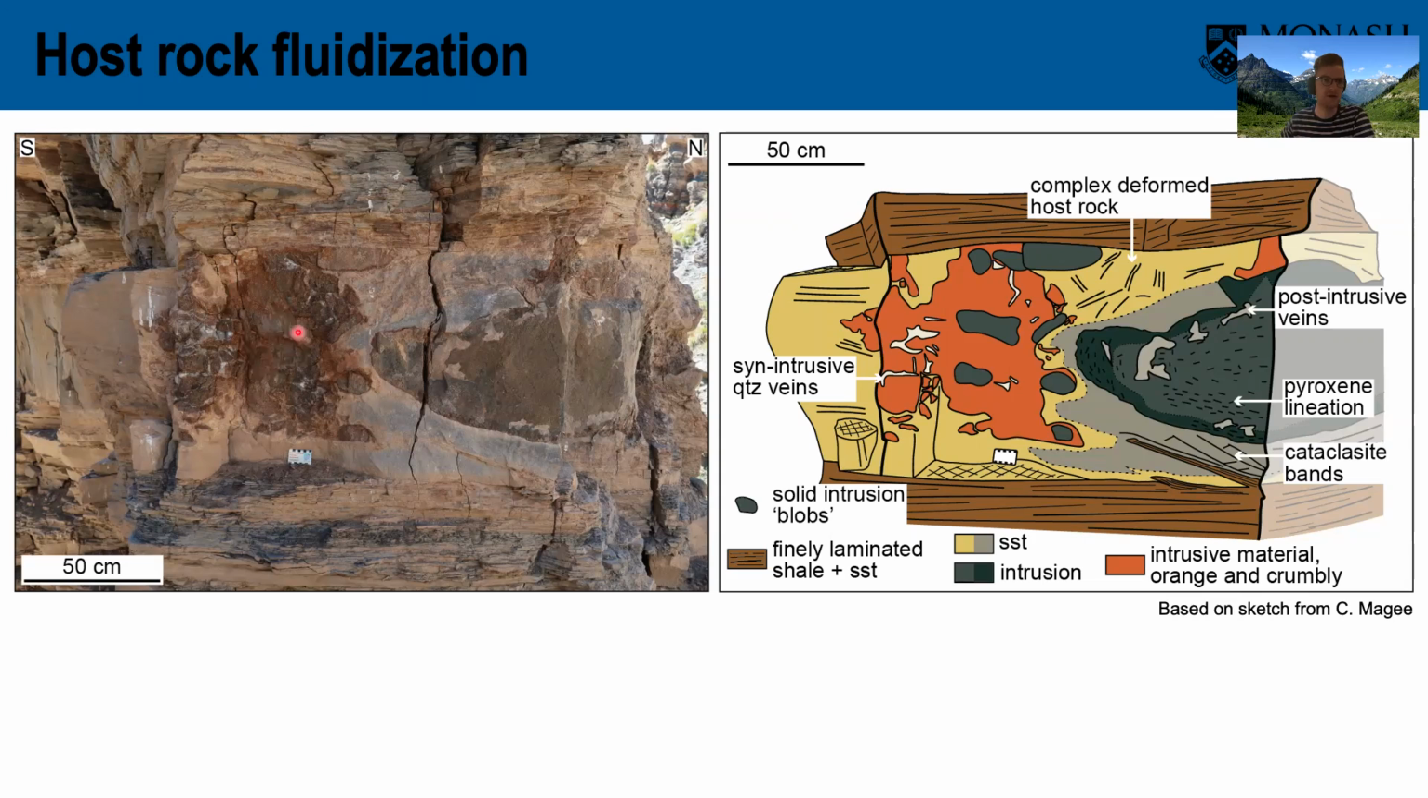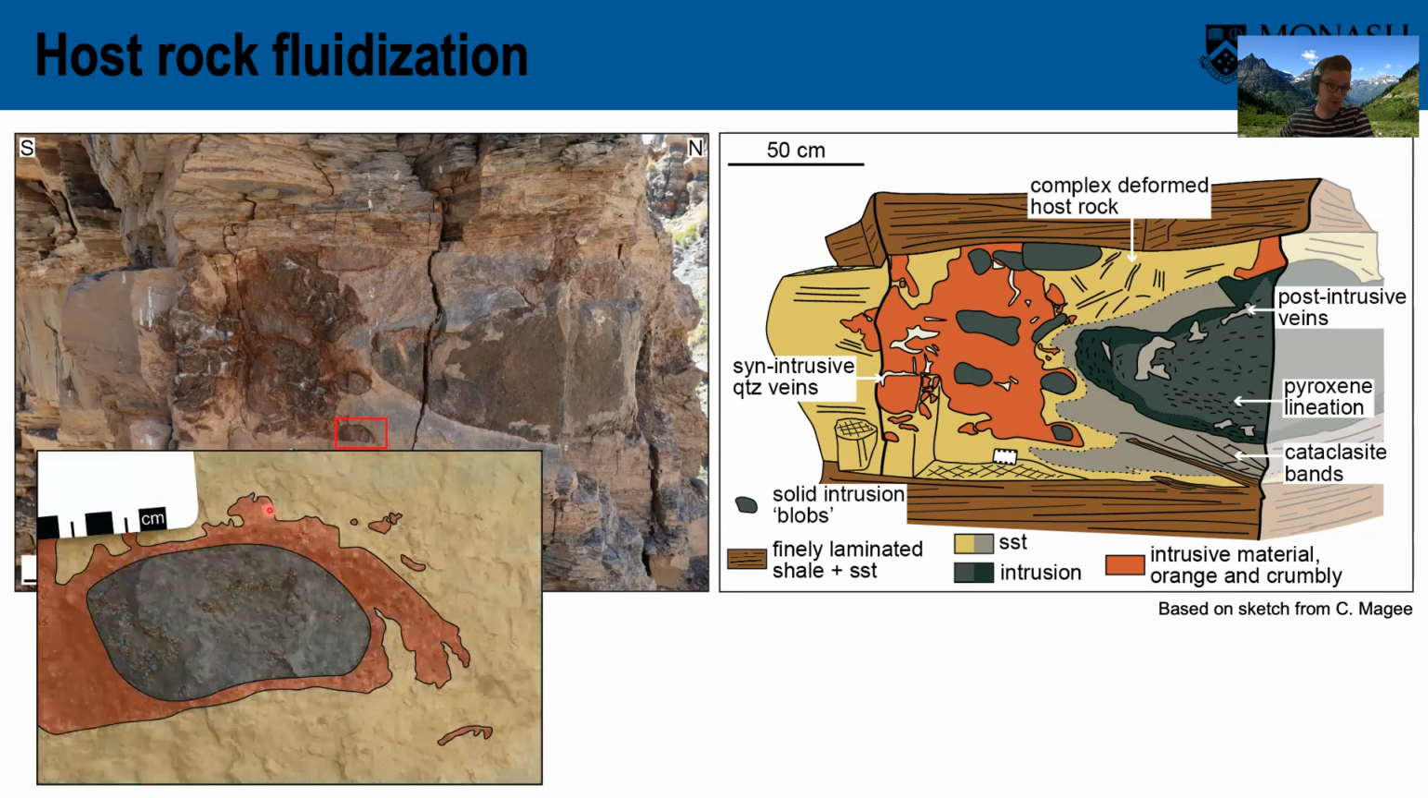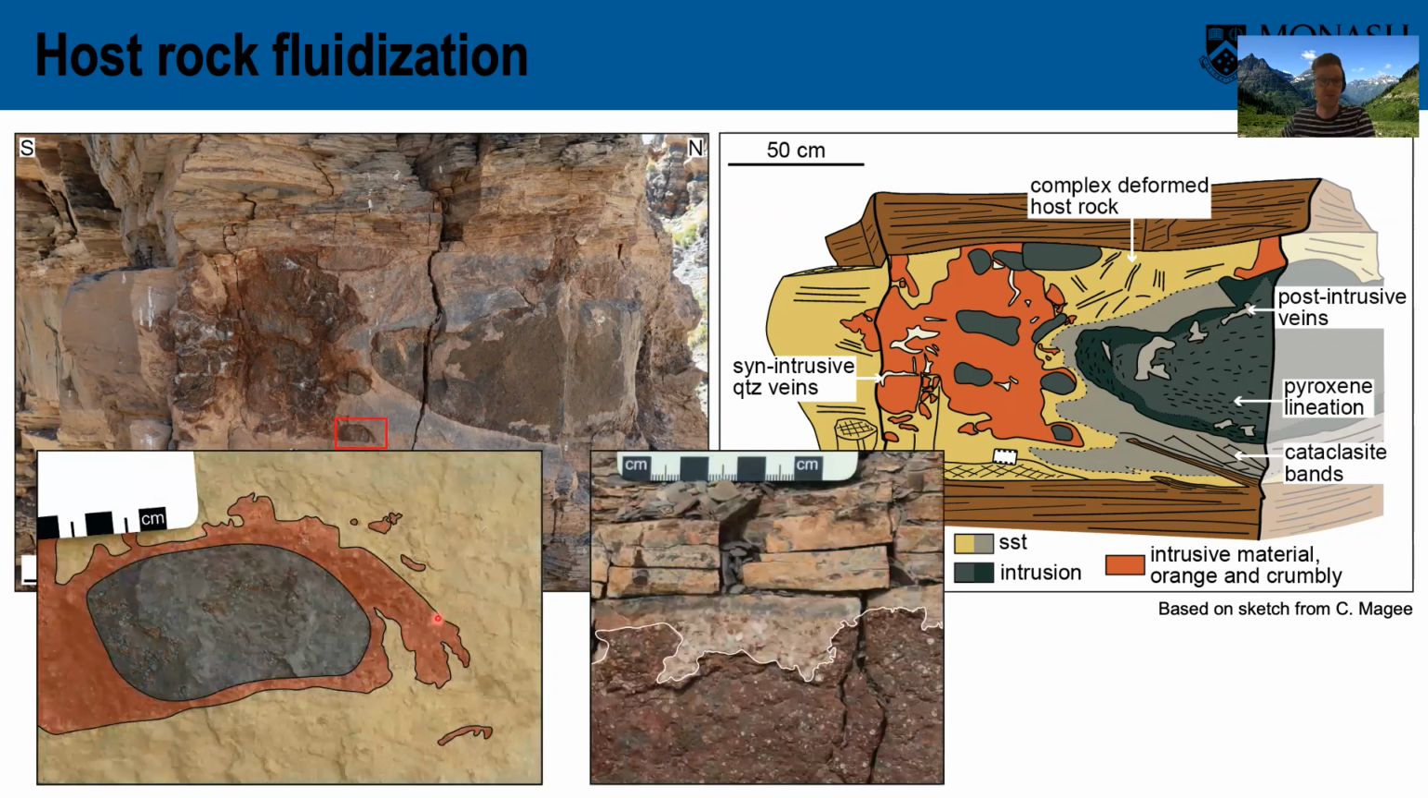In this frothy magma, there are also blobs of the solid intrusion, but what's interesting is that this frothy magma mingles with the host rock, and there are clasts of intrusion in the host rock. The contact between the frothy magma and the host rock is irregular in shape, which is an indicator for host rock fluidization. Another indicator for host rock fluidization is the irregular shaped contact between the intrusion itself and the host rock. This, for example, is a top boundary of a finger.